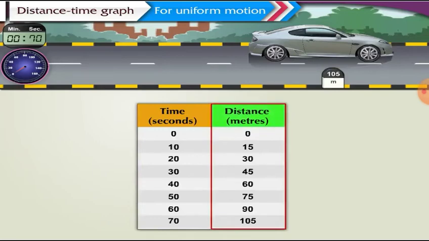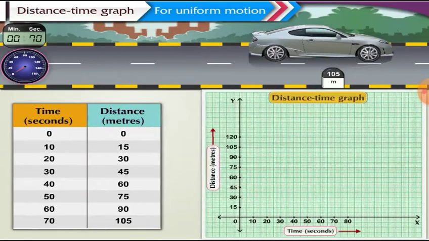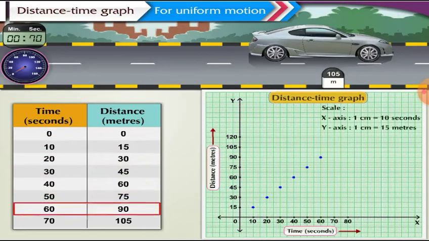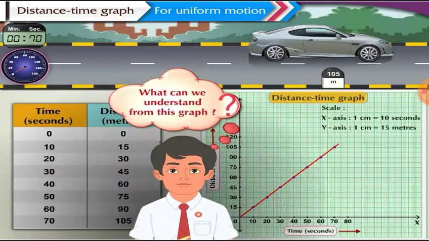Let us plot a graph of distance against time, taking time along the x-axis and distance along the y-axis. The scale on the x-axis of the graph is 1 centimeter is equal to 10 seconds, while the scale on the y-axis of the graph is 1 centimeter is equal to 15 meters. Now let us draw the distance-time graph. What can we understand from this graph?